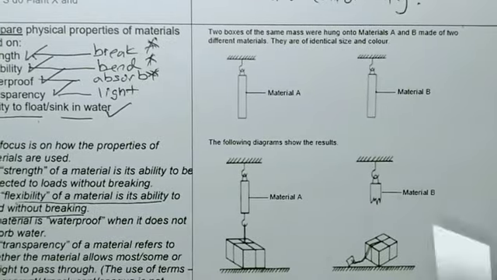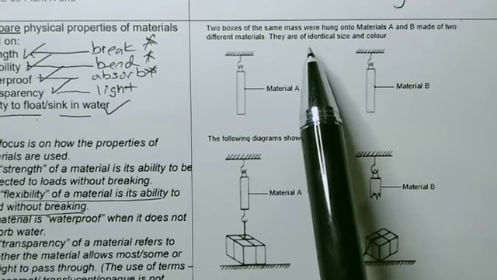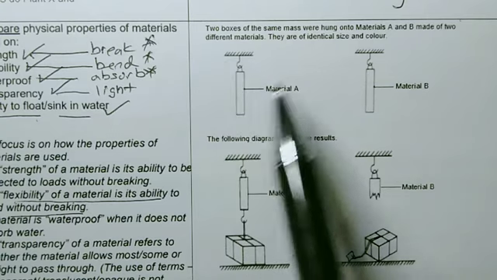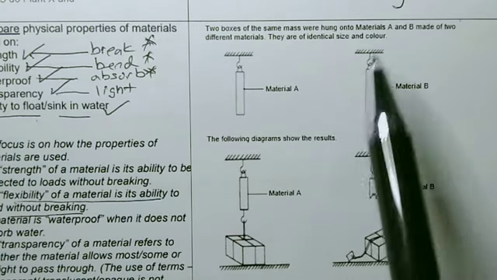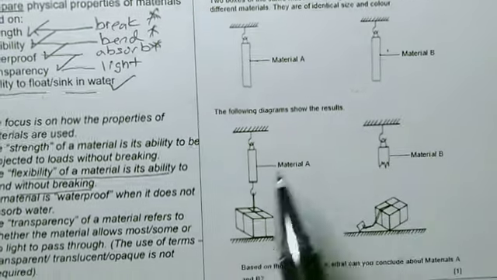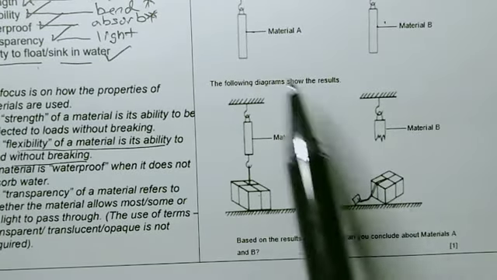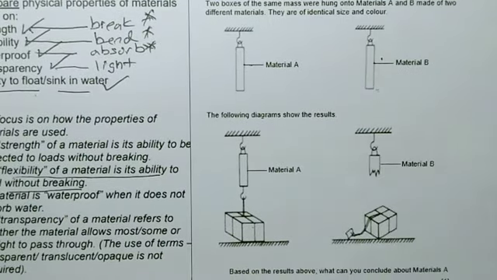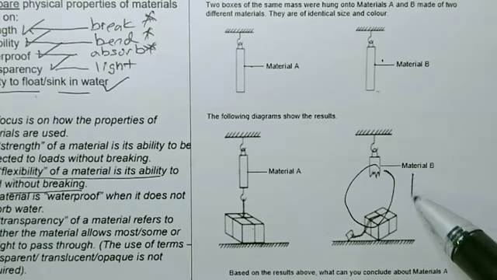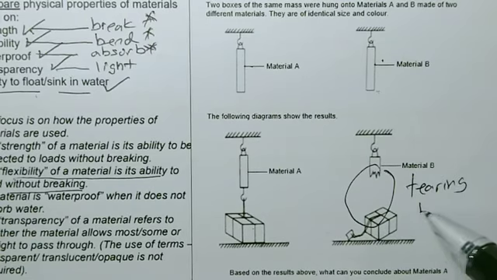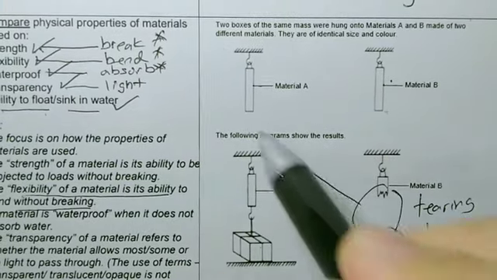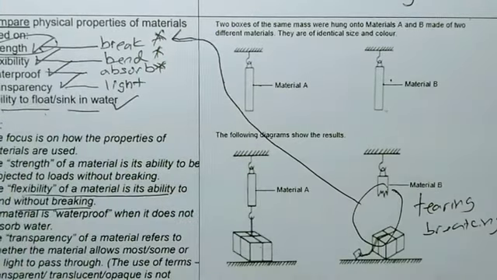Let's see if this is true. 2 boxes of the same mass were hung on materials A and B made of 2 different materials. They are of identical size and color. So this is the material, and then they hang 2 boxes at the ends of this, trying to tear it. The word tear is not present here, but you notice this part here shows something tearing or breaking. And tearing and breaking is linked to strength.